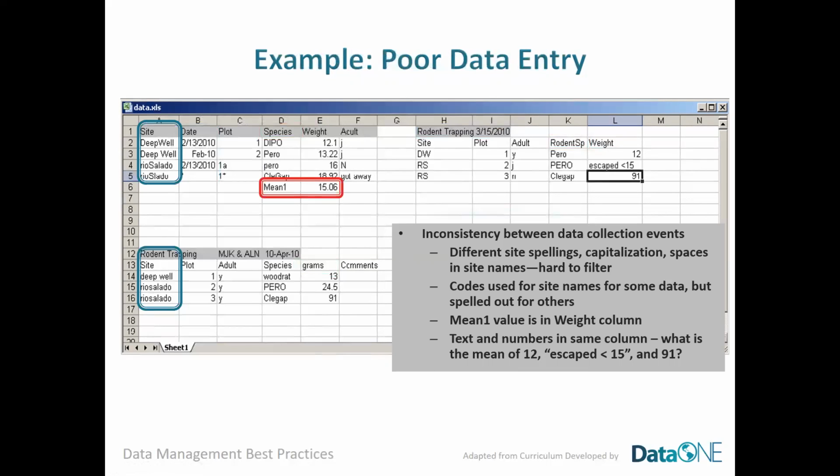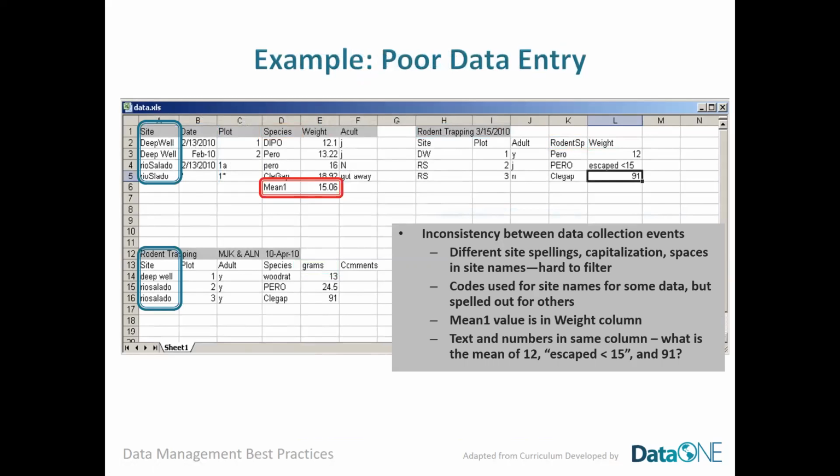Further, in the first block of data, you see that a mean was calculated for the weight of the rodents. The value for that mean, called mean1, is in the same column as the weights of the individual animals. In later manipulations of these data, it would be easy to copy that value as though it represented the weight of a single animal. It's bad practice to mix types of information in one column. It is best for raw data to be maintained in one file and calculations to be done in another file.